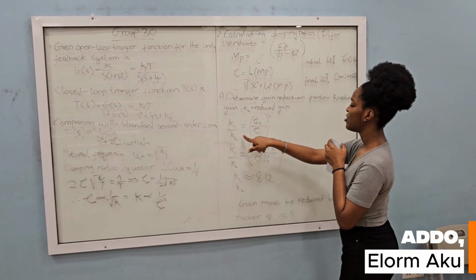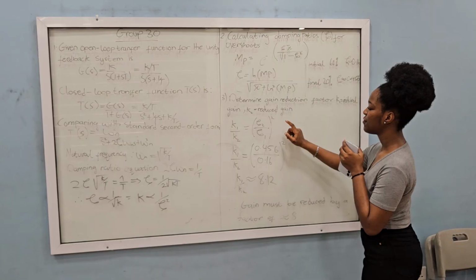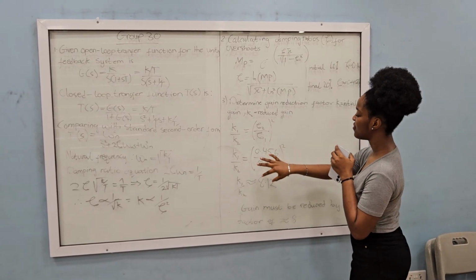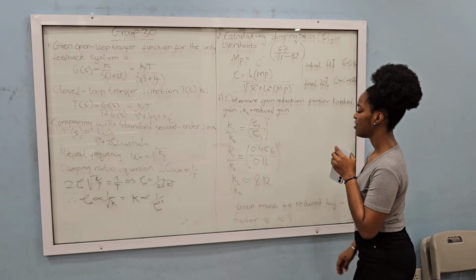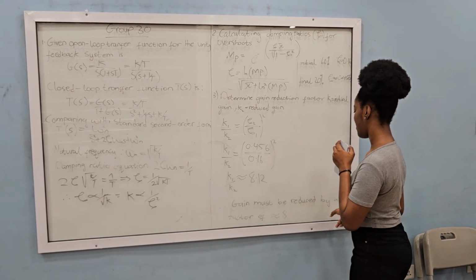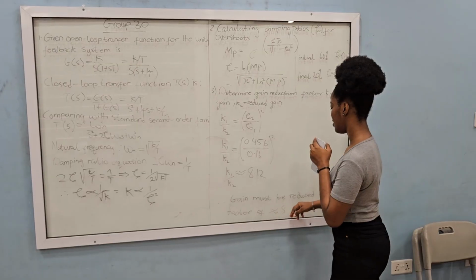K1 over K2 equal to the square of zeta 2 over zeta 1. K1 over K2 will give you this squared, and you get 8.12. And then the gain must be reduced by a factor of approximately 8.